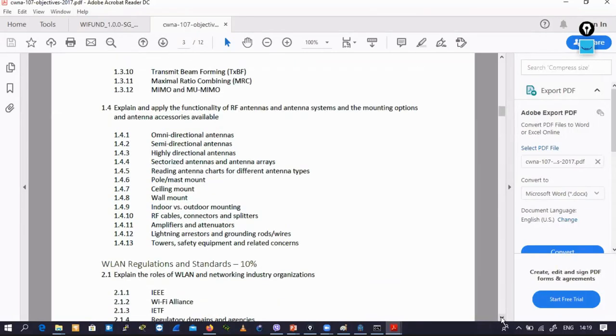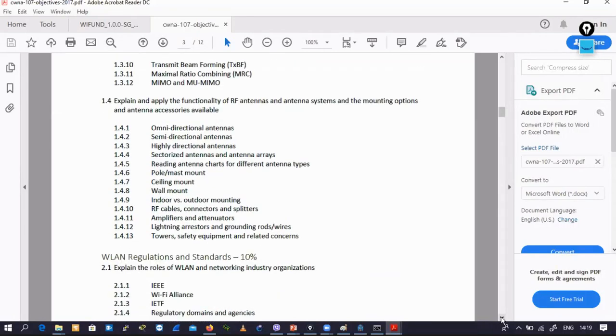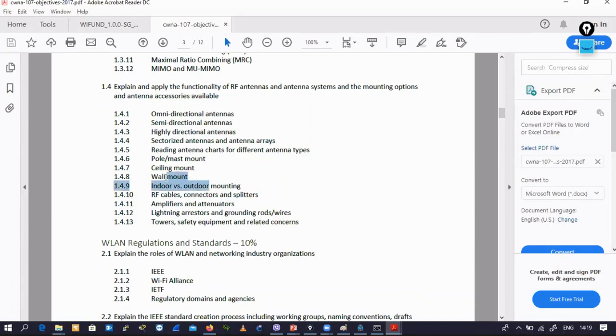Let's proceed ahead, and you will see the RF antennas again. How you mount your antenna on your wall, the ceiling mount antenna, amplifier, lightning arrestors. The lightning arrestor is also in an aircraft, because aircraft fly all 365 days in a year, in every season, rainy season, winter season. They need lightning arrestors.